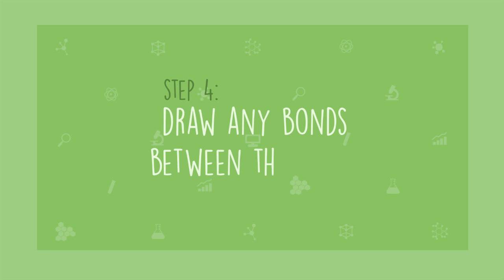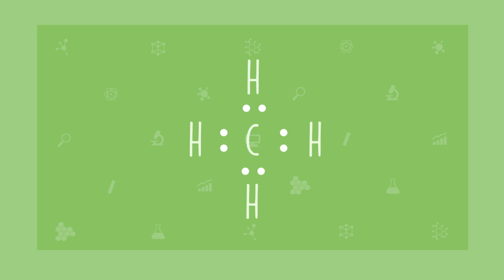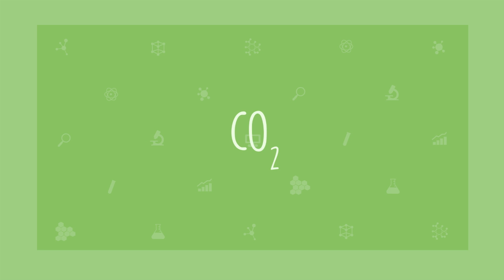Now for the last step, step 4, which is to draw any bonds between atoms. Our final Lewis structure therefore has 4 single bonds, with each bond consisting of 1 pair of shared electrons. Let's do one more example, a slightly trickier one this time, carbon dioxide.